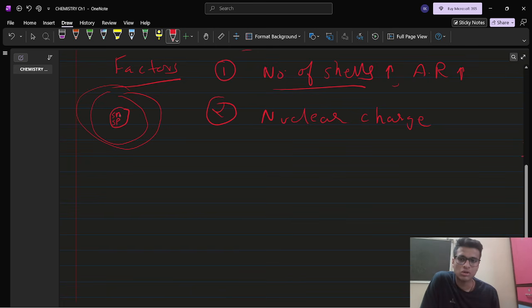It could be neutrons. Neutrons have zero charge, but protons have positive charge. So the total charge of the nucleus, which is actually the charge of the protons, but we say the charge of the nucleus because protons are inside the nucleus. So the total charge of the nucleus is defined as the nuclear charge.